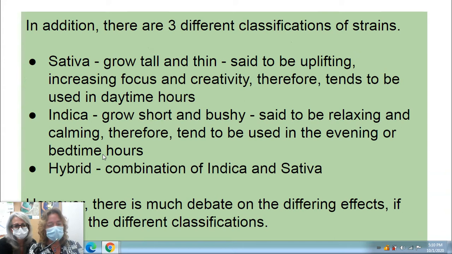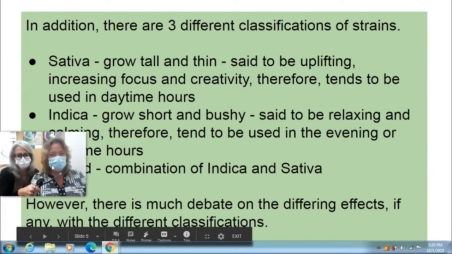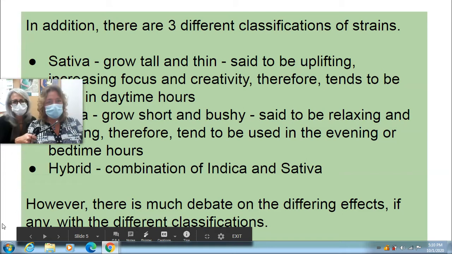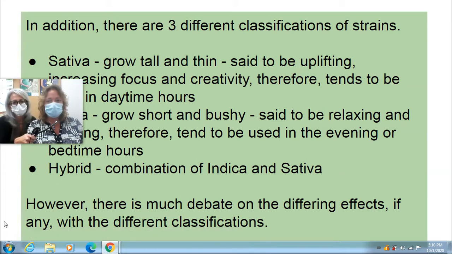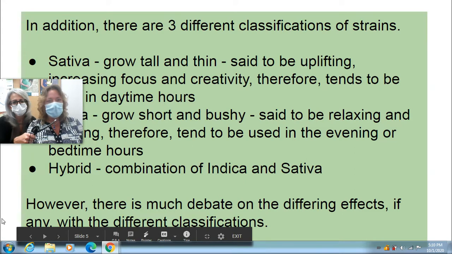They are as follows: sativa. The sativa plant grows tall with thin leaves, said to be uplifting, may increase focus and creativity, therefore they tend to be used in the daytime hours. The indica plant grows shorter with bushy leaves, said to be relaxing and calming, therefore we use them in the evening or bedtime hours. The hybrid plant is a combination of both the indica and the sativa. However, there is much debate on the differing effects, if any, with these different classifications.